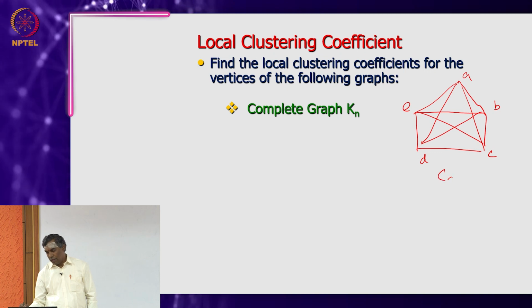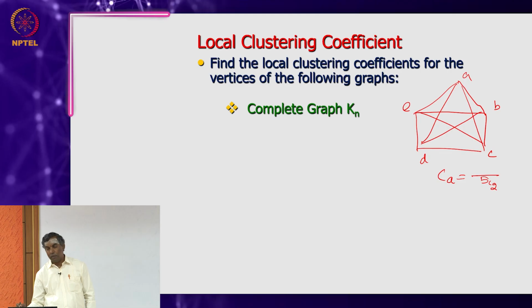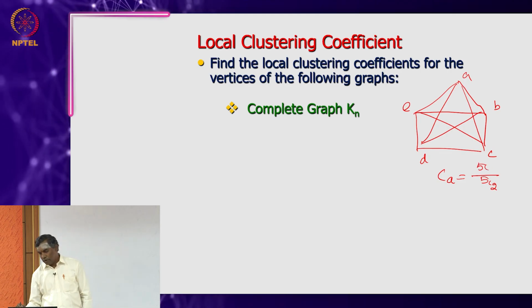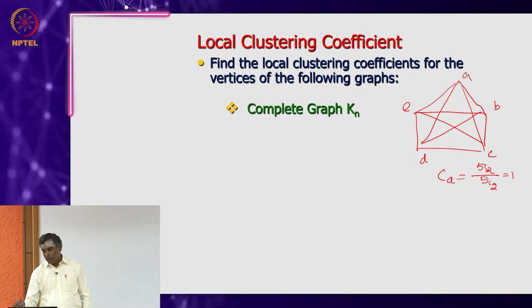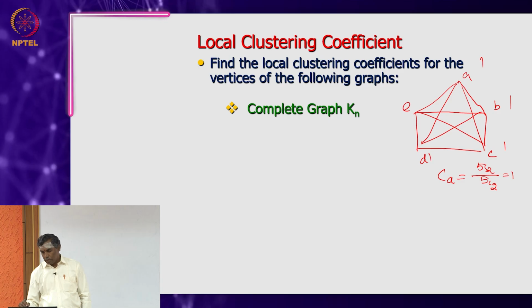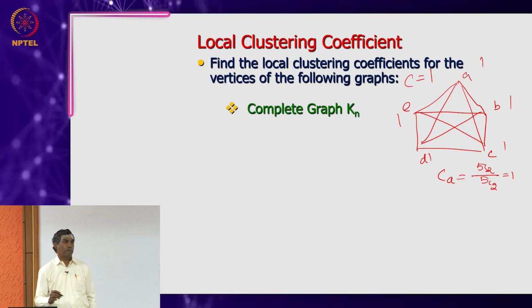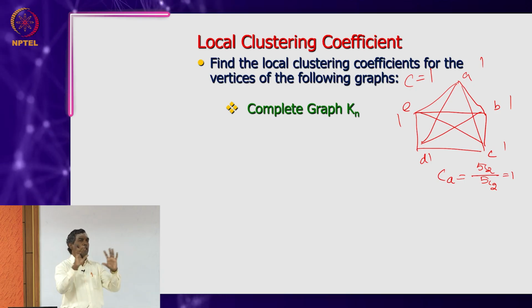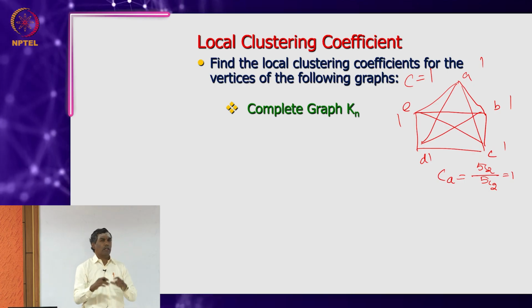C of A is 5 choose 2 over 5 choose 2, of course, correct. Am I correct? So the clustering coefficient of all are 1. Therefore, the global clustering coefficient is also 1. If it is 1, it means that all the members interact with each other. Everyone knows each other. So that's the best model.